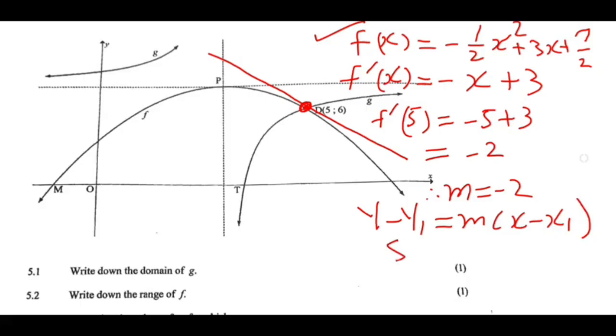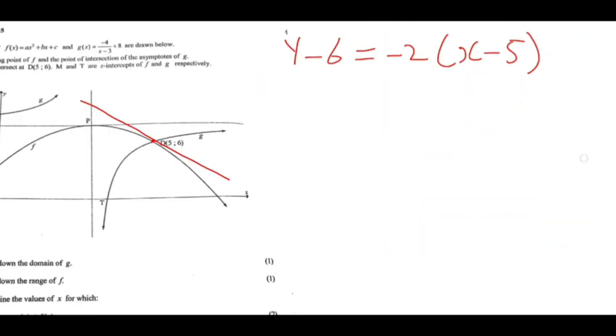So I'm going to substitute the point of tangency, which we have as (5, 6), into this equation. I substitute these points into the equation, and I'm going to solve here now.